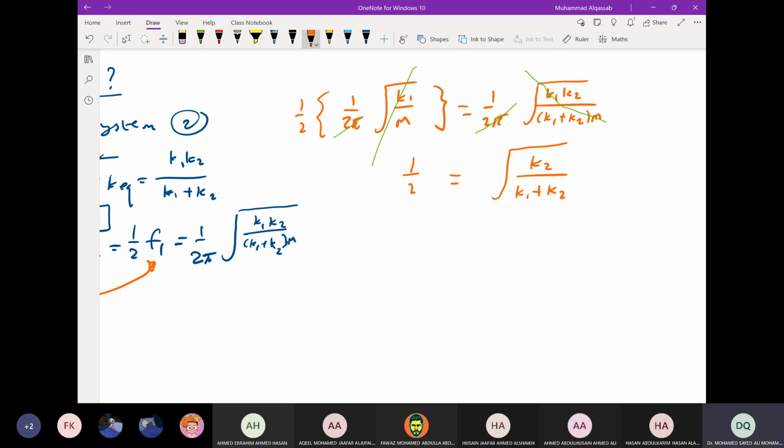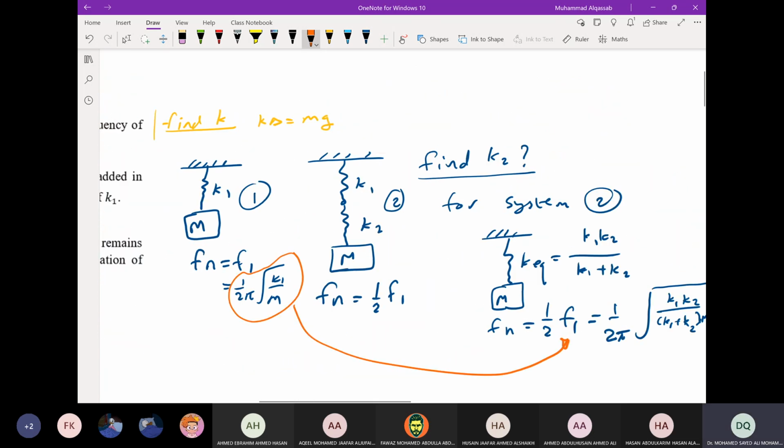And this can be solved for K2 because there is only one unknown. K2 is the unknown. Squaring both sides, we get 1 over 4 equal to K2 divided by K1 plus K2, and then you can solve for K2. So K2 is equal to 1 over 3 K1.